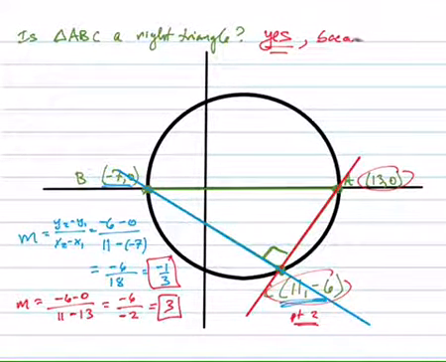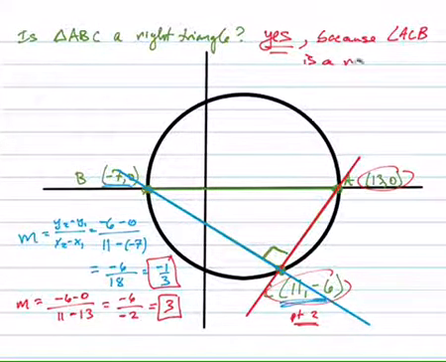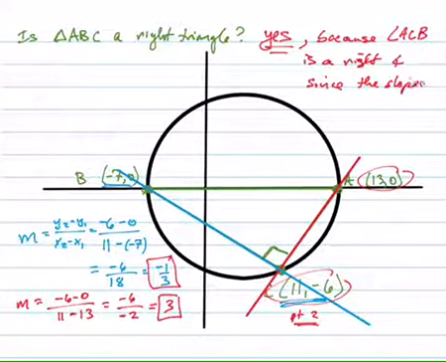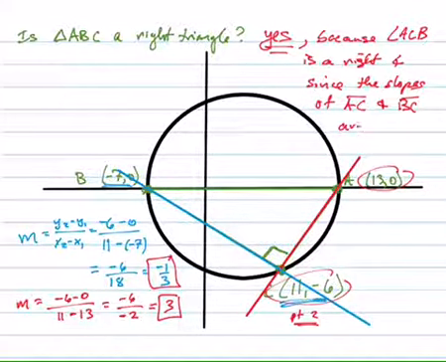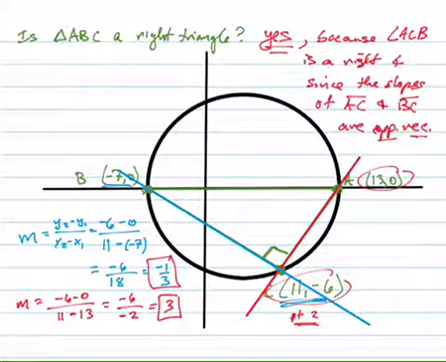To explain it, you'd say because angle ACB is a right angle, since the slopes of AC and BC are opposite reciprocals. You can spell out those words, opposite reciprocals.